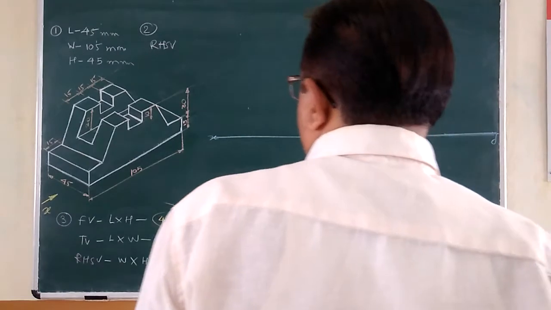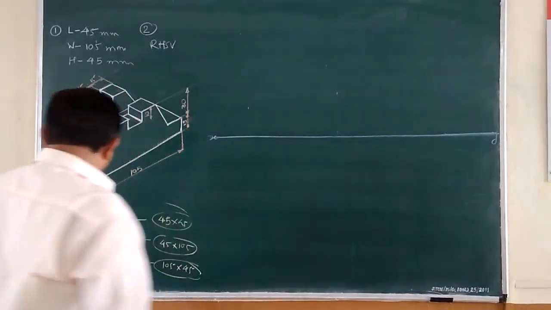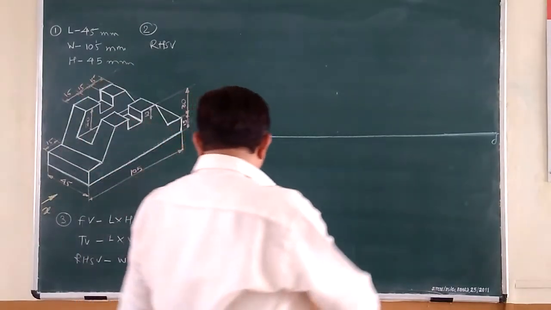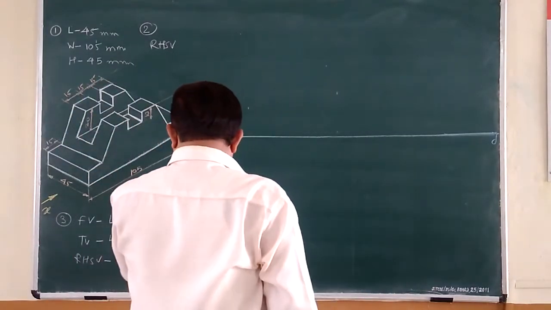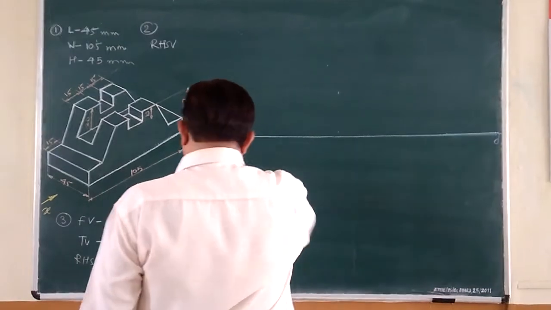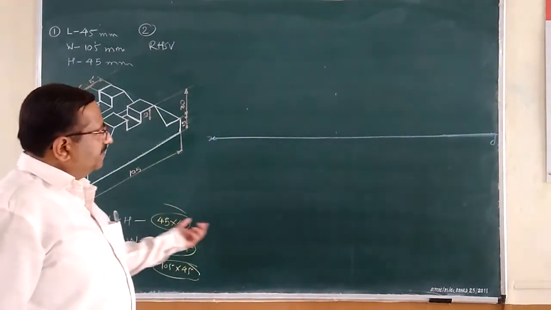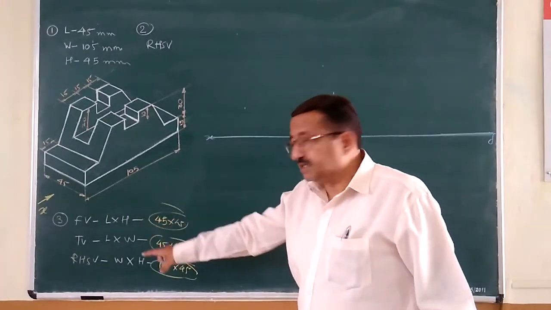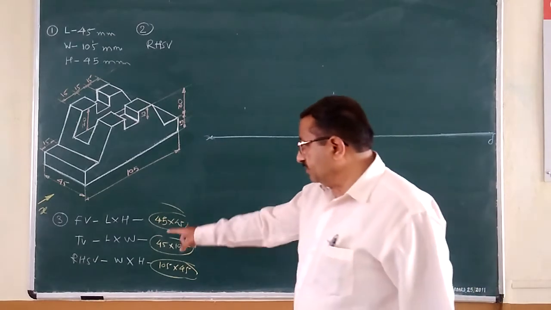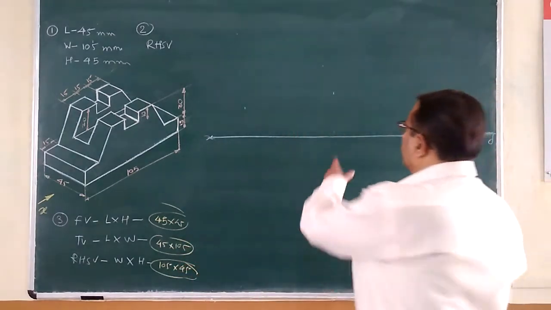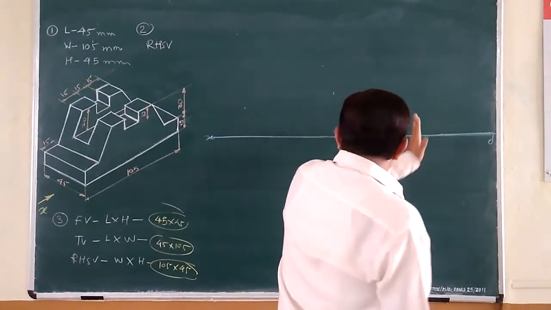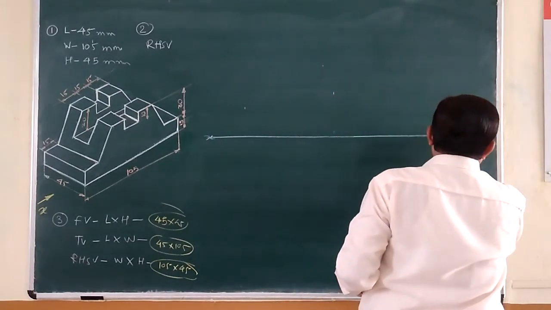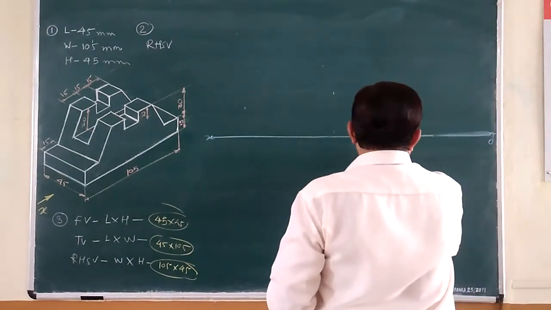And what about VRL? W by H. W is 105, H is 45, and the front view area is 45 by 45. Very small space is required for the front view. Comparatively, very large space is required for its top view. And its side view also 105 by 45. So again, here also we have to shift somewhere towards the right.